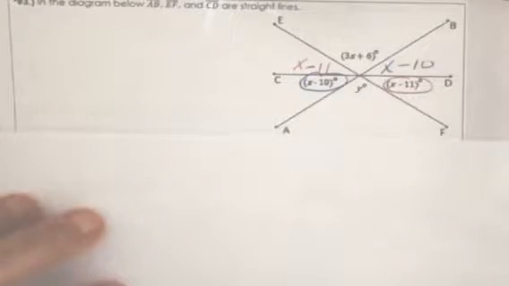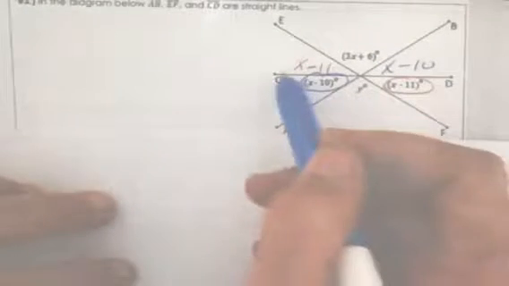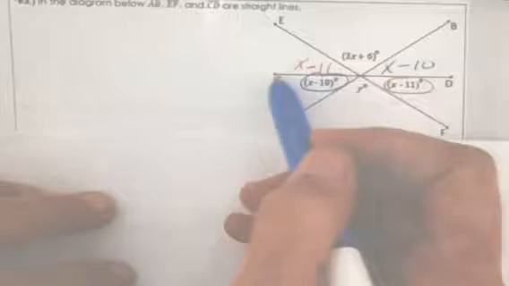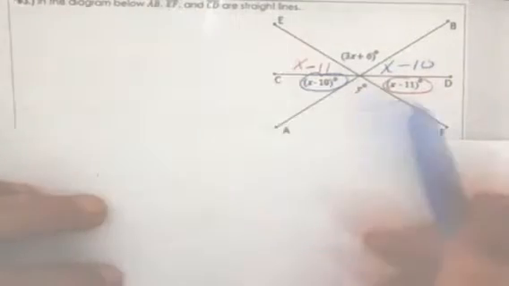Problem 3. Multiple choice and then some work after the multiple choice. In the diagram below, segment AB, EF, and CD are straight lines. So them telling us that tells us that we get 180 degrees from here to here on CD and also from here to here on CD. That also means if we're looking at AB, we get 180 here and 180 here. Finally, EF is a straight line, so that means if we want to measure from here to here, we get 180 and 180. Okay, cool.